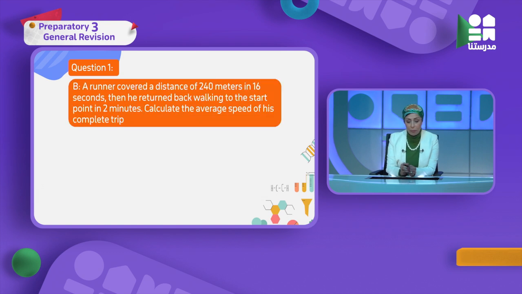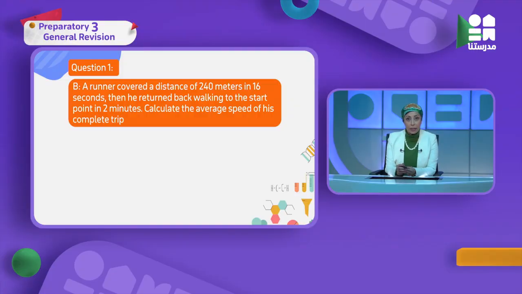Here I have a problem, and in the problem we have to concentrate well, get your data, start to analyze the problem and then start to answer. And as we agreed, at the beginning you have to write the rule first, and then make sure of the results, and then you have to put the units. First of all, we are going to read the problem.